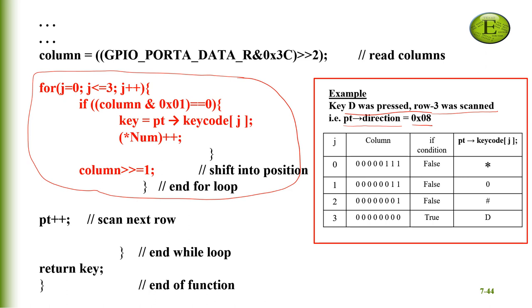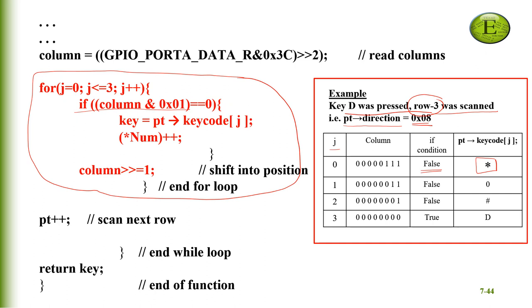This for loop iterates over the variable J, which runs from 0 to 3. If key D was pressed and row 3 was scanned, then the direction value is hex 08. In this case, the column has a value of 5 zeros and 3 ones. In the first iteration, the if condition returns false because the least significant bit is not equal to 0. Remember, this if condition is true whenever the least significant bit is 0. Here it is 1, so this is false. If it had been true, then we would have deduced that the key was pressed.